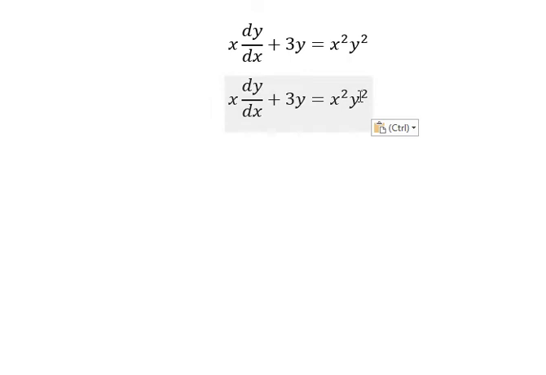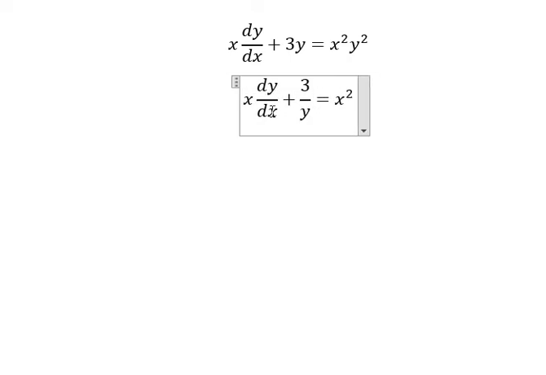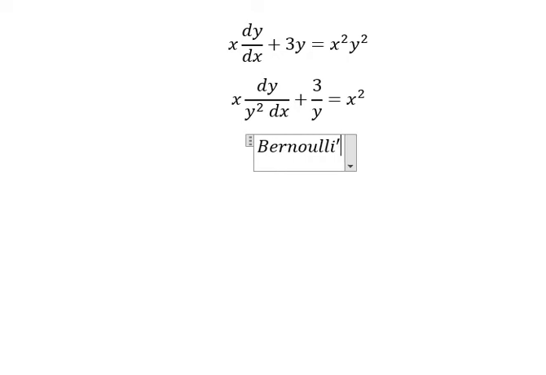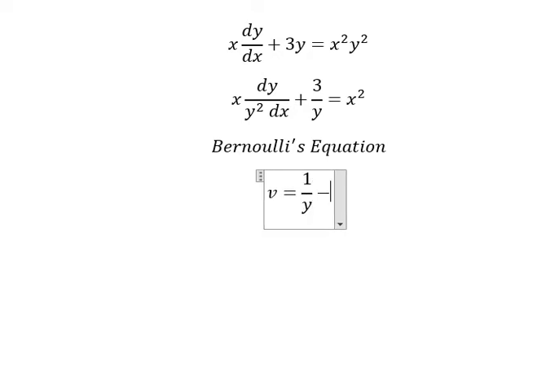We divide both sides by y squared. So we know that we have 1 over y dy over y squared dx. This is about Bernoulli's equations. So I will put v equals 1 over y.